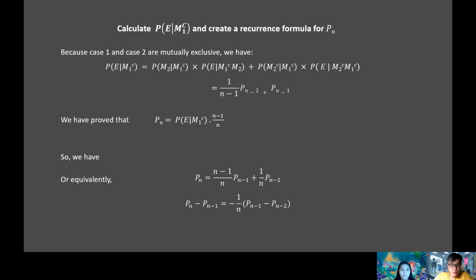Therefore, we take this equation times n minus 1 divided by n. We have Pn is equal to this equation, and here we are representing Pn by Pn minus 1 and Pn minus 2, and we take Pn, subtract Pn minus 1, we have this equation.